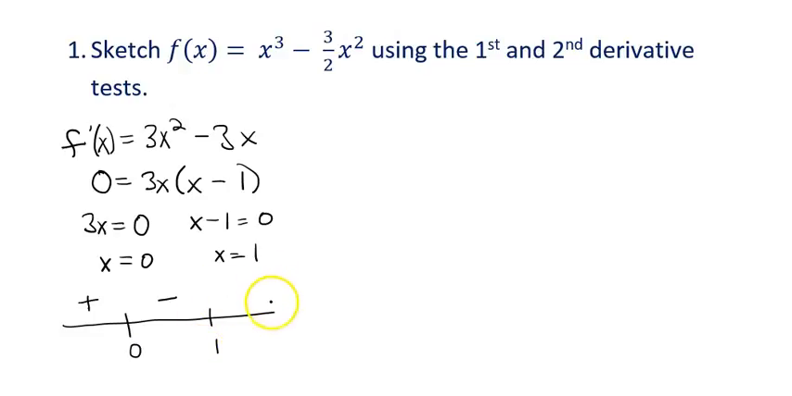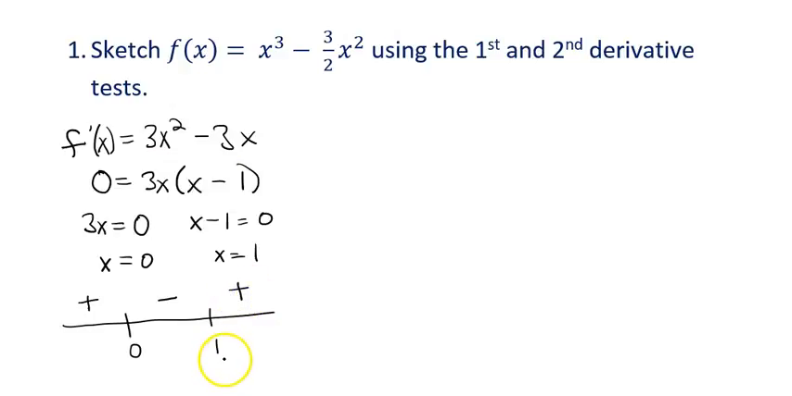And then finally I choose something over here that is past 1. I could choose 10, 100, whatever, but again I like to use easy numbers, so I'm going to choose 2. So 3 times 2 is positive, 2 minus 1 is positive, and positive times positive is positive.